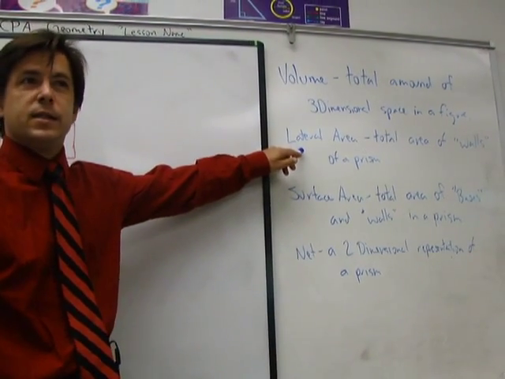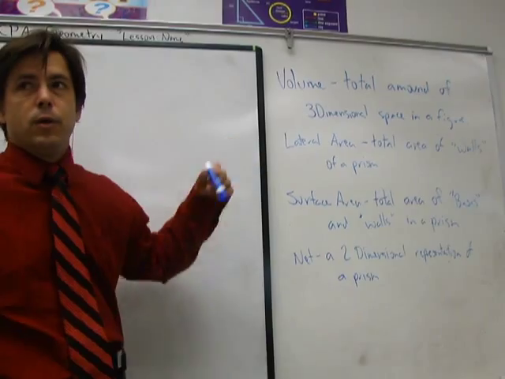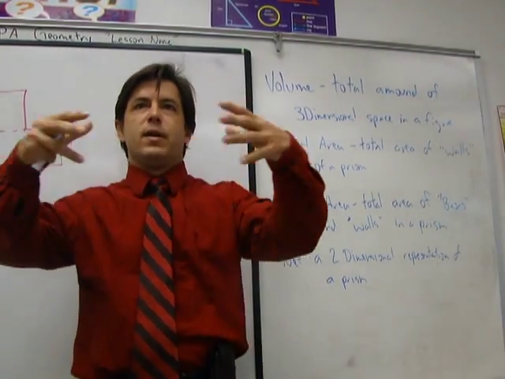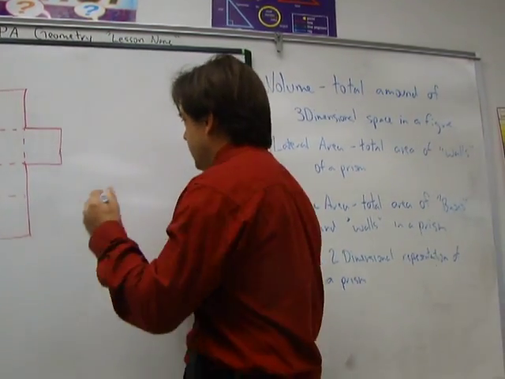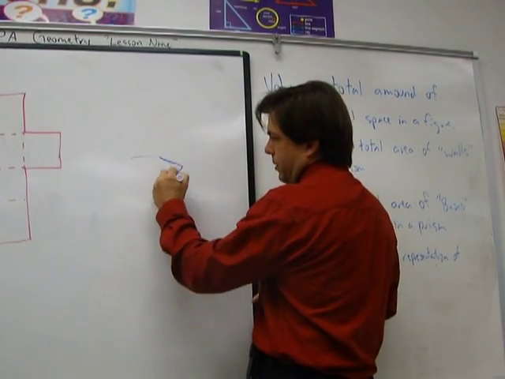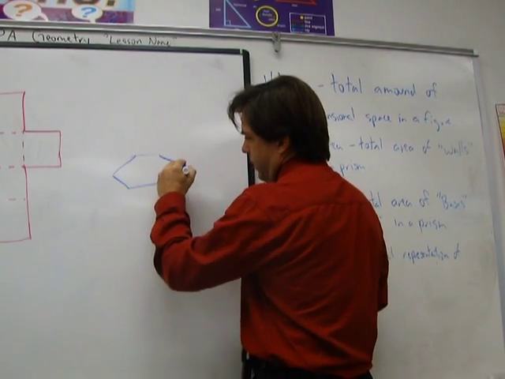The next thing it has is the lateral area. So the lateral area is the area of all the sides around a prism. So if you guys think back to the hexagonal prism, I just want to show you really quickly what I'm talking about. You guys remember this figure here?